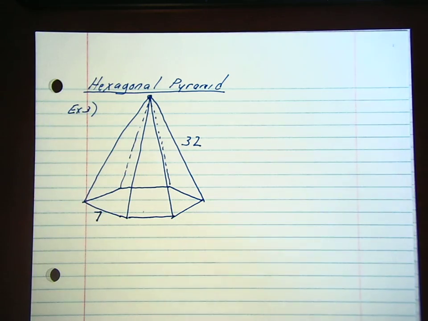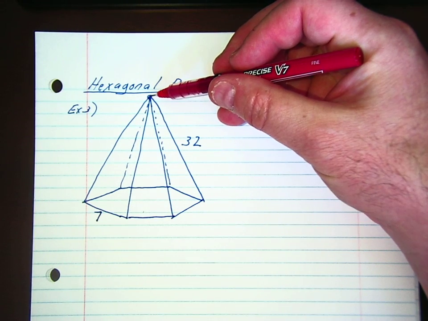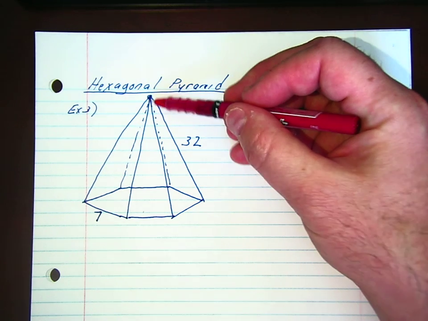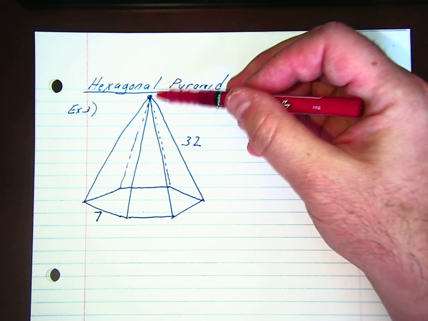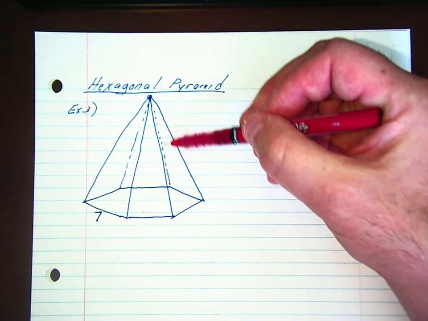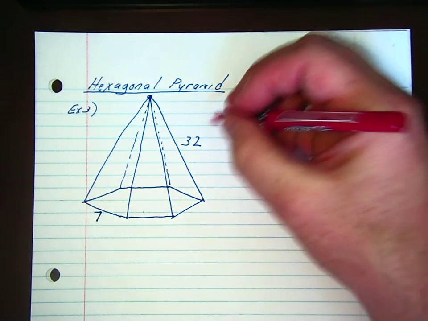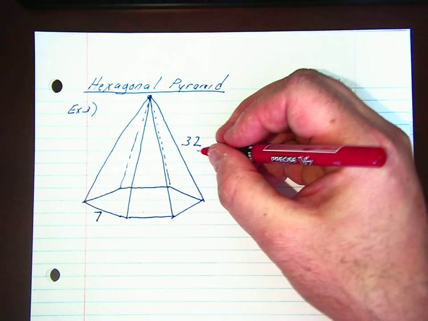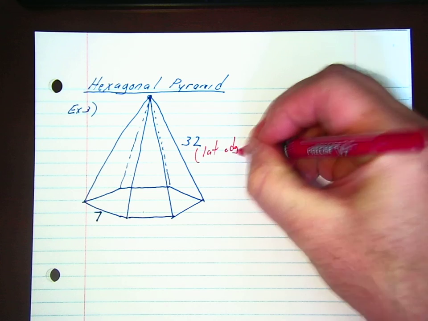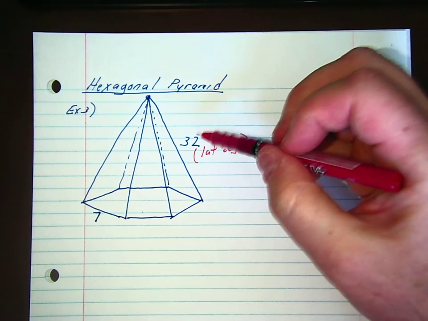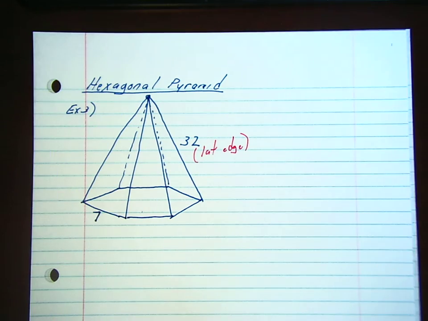I can give you one of three measurements from the top. I can give you the height, which comes dead down in the middle to right here. I didn't give you that. I can give you the slant height, which comes down the middle of one of the sides of the triangles. I didn't give you that. I gave you the lateral edge. So you want to do this every time. Identify what I give you so that you don't accidentally use that in one of the formulas. Okay, so let's get into this one.